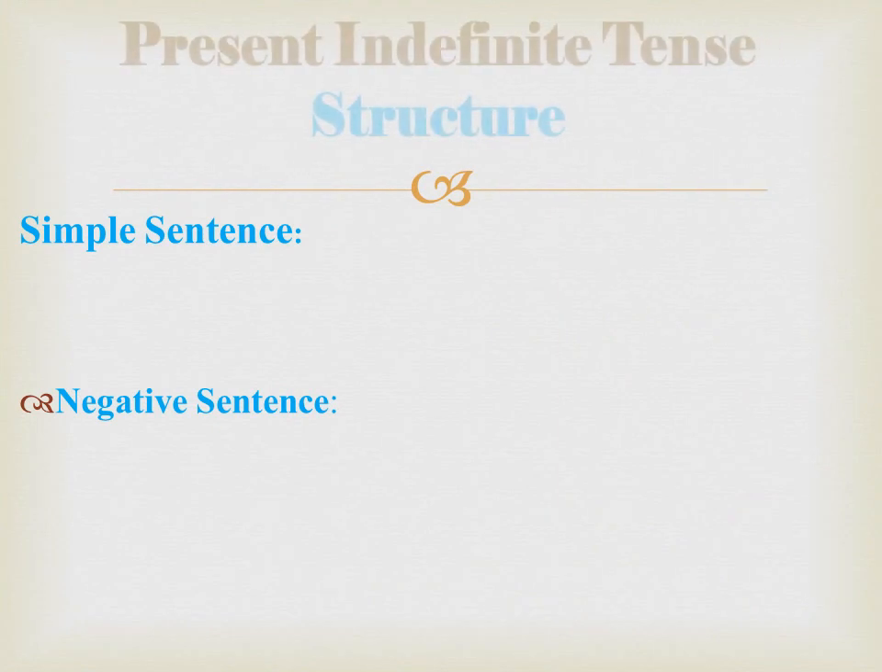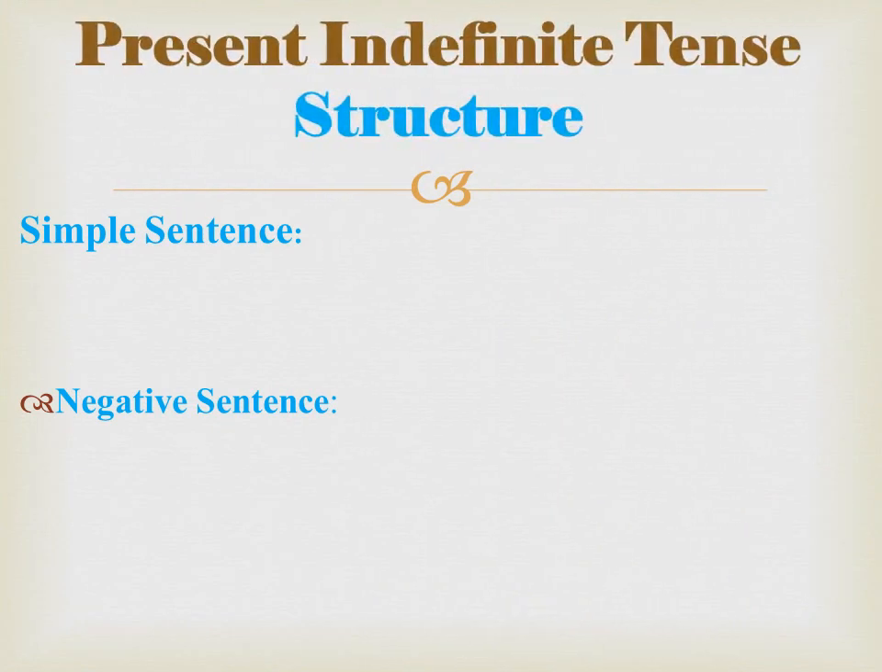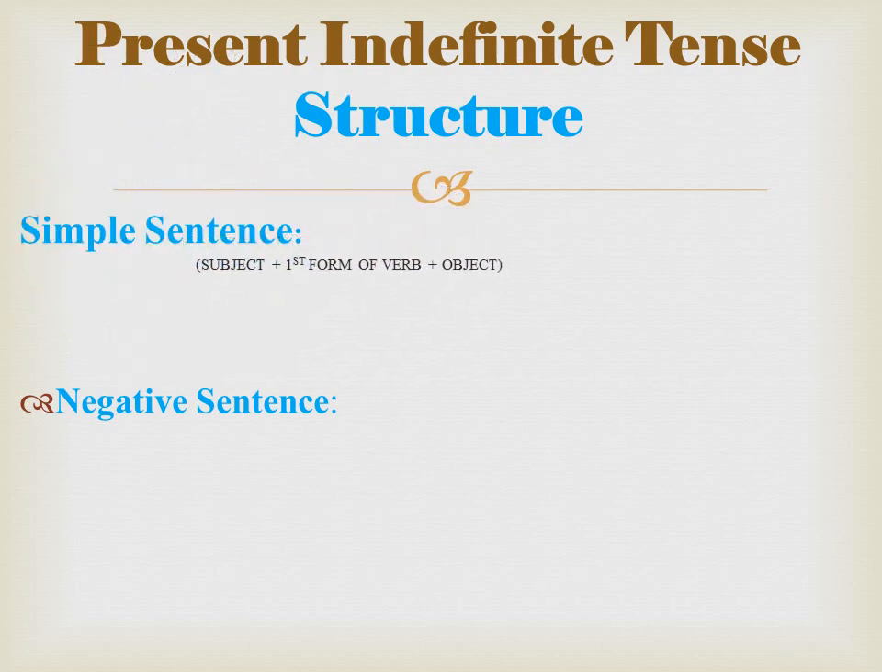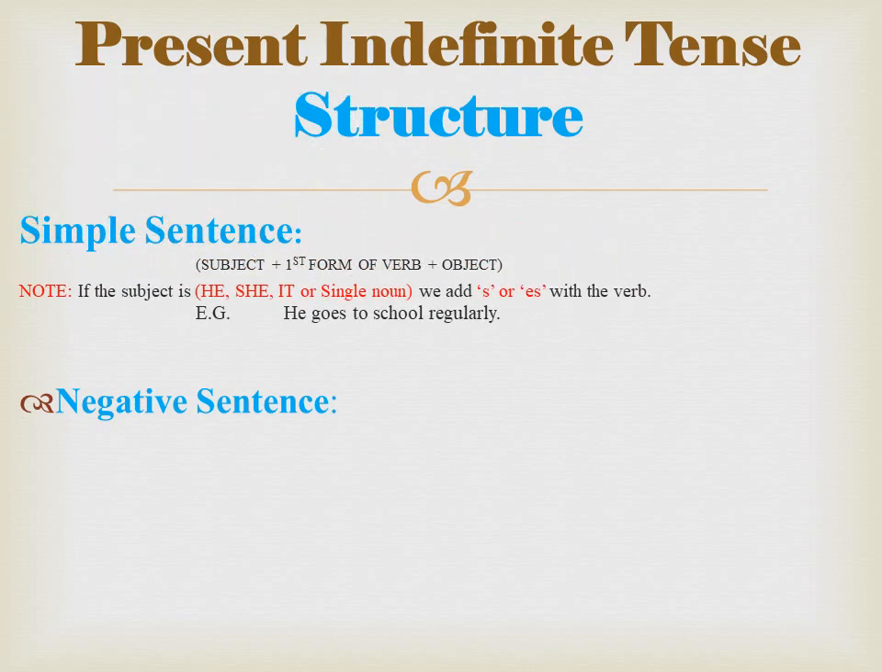Alright, dear students, let's talk about the structure of present indefinite tense. Simple sentence: subject plus first form of verb plus object. You have to note that if the subject is either he, she, it, or a single noun, we add s or es with the verb. For example, he goes to school regularly. And you see here the subject is he, that is why we have added es with the verb goes. So he goes to school.